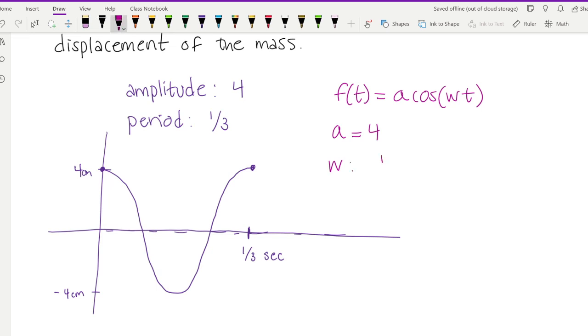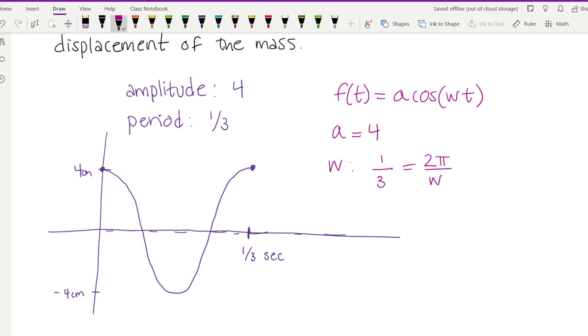We can say 1/3 is equal to 2 pi over w, and we can just solve that for w, right? Because that's a general rule for finding the period, is that the period is supposed to be 2 pi divided by whatever number this is. So in this case, we know the period is 1/3, so we can set up this equation and solve.